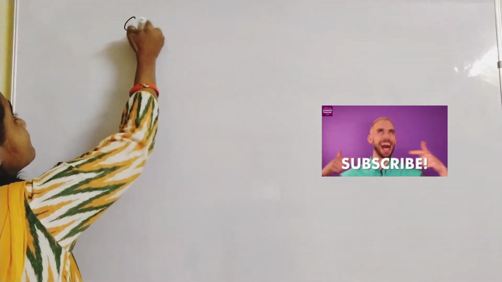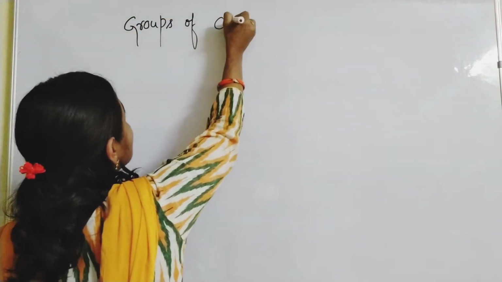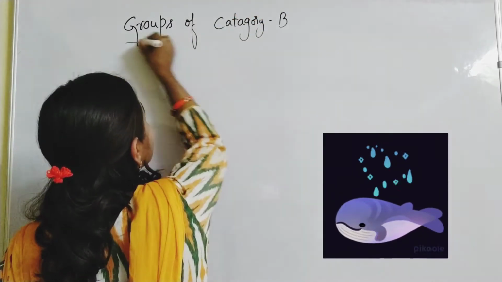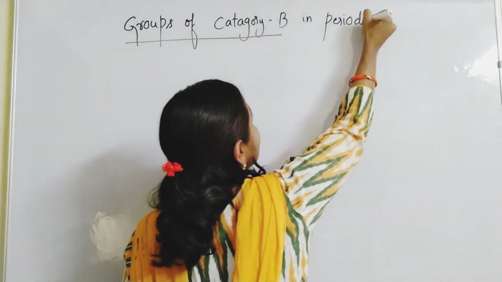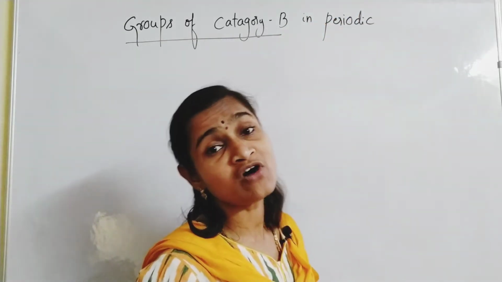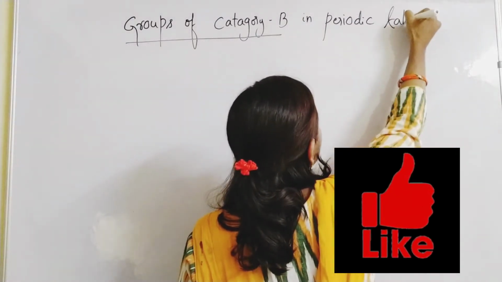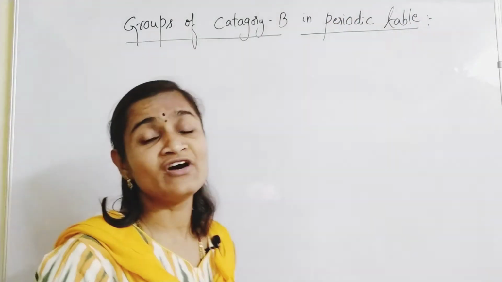So what is the topic for today? Elements or groups of category B, groups of category B in the periodic table. Which periodic table? Long form of periodic table. So this is our topic for today.